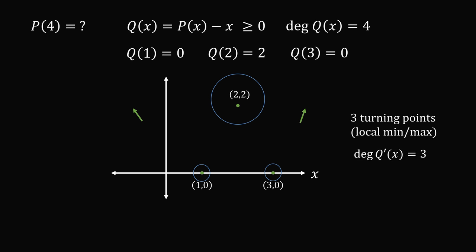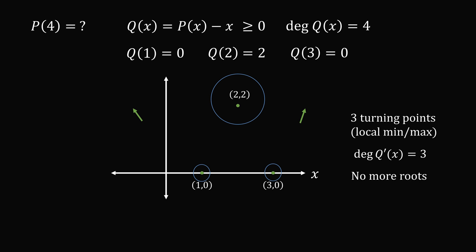Now, since we have a quartic polynomial, its derivative, q prime of x, will be a cubic polynomial. The degree will be equal to 3. So that derivative can have at most 3 turning points. So we've identified these are the 3 critical points. We can't have any more. So we can't have any other roots in this polynomial.